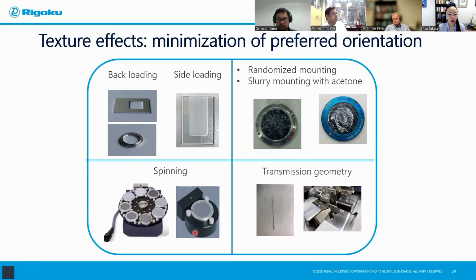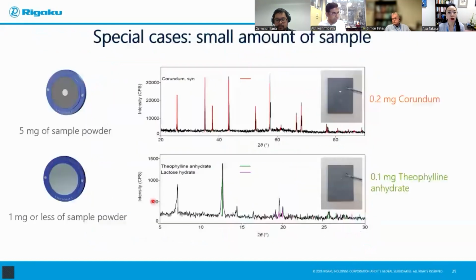You could do spinning. One way of spinning is one-dimensional. It's not highly effective, but the best spinning would be using a transmission geometry, capillary spinning. For the MiniFlex, I have shown a picture here, which has a capillary stage where you can spin the sample. It's like more three-dimensional spinning. And again, you can see the edges, not just the flat part of the crystal, which is only possible in one-dimensional spinning. Next, I have two special cases.